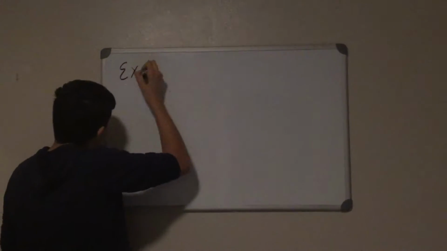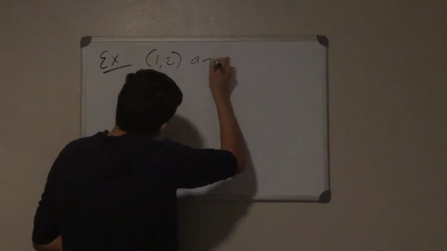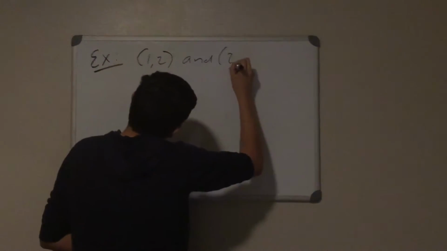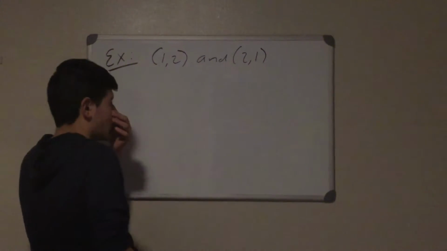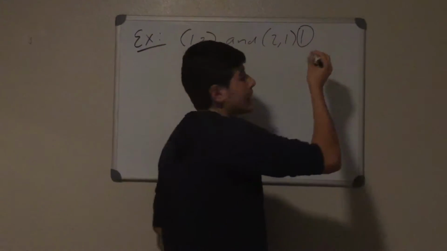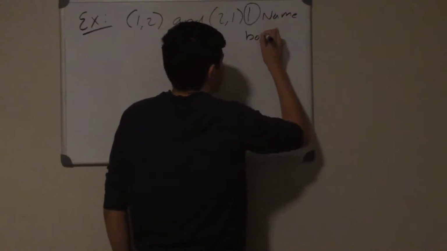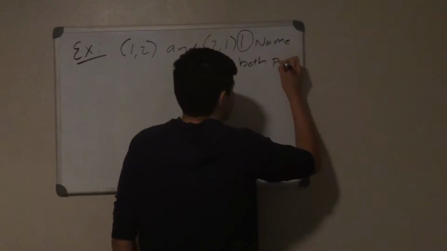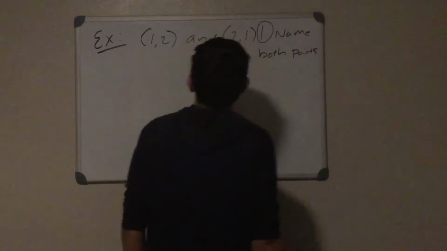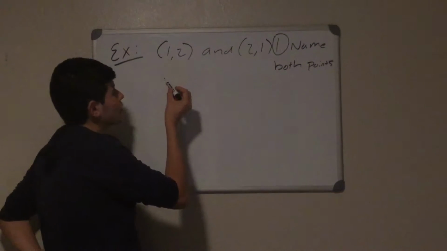Okay, so example number 1. So we have 1 point, (1, 2), and our next point, (2, 1). Okay, so here's the first step we're gonna do here. Name both points. Of course we're gonna use our same formula, but the first thing we're gonna do is name both points.